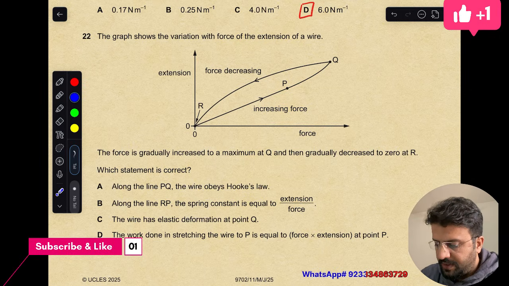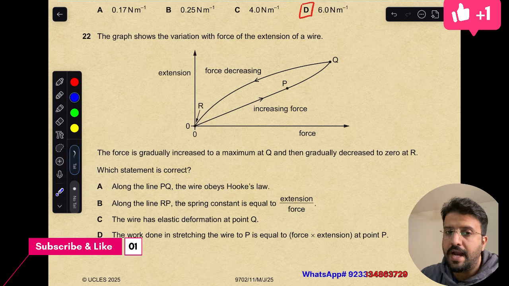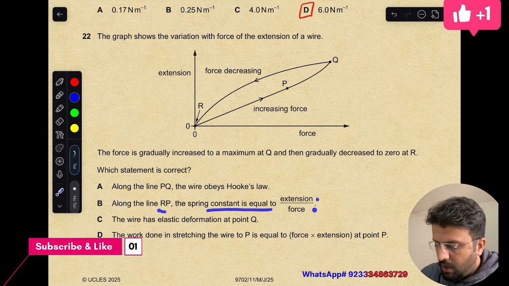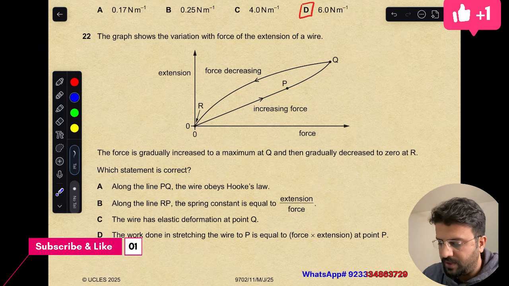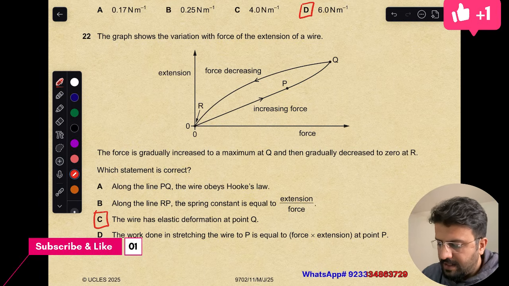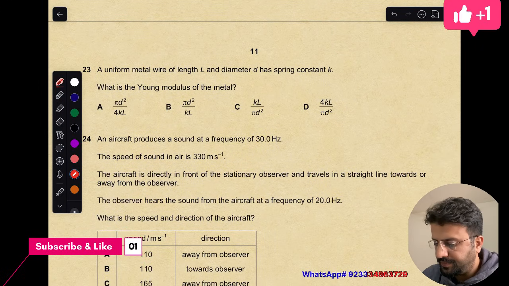So what they're saying, A, along the line PQ, the wire obeys Hooke's law. No, the wire is not obeying Hooke's law, because for that they should be directly proportional. They should be a straight line. Along the RP, the spring constant is extension over force. No, it will be force over extension basically. And the wire has the elastic deformation at point Q. Yes, that is a true option.